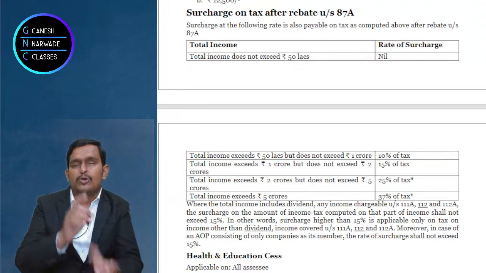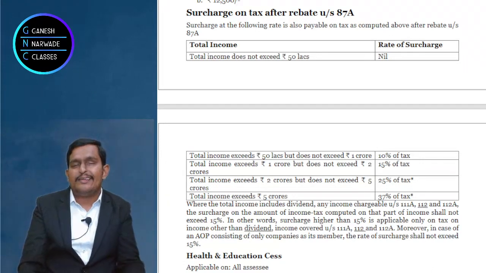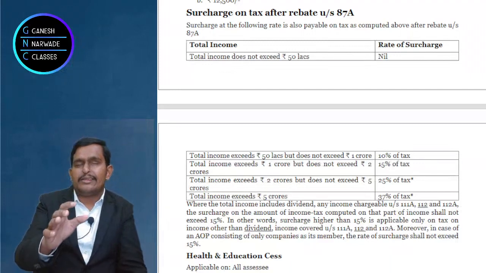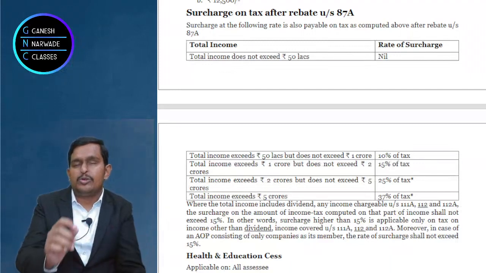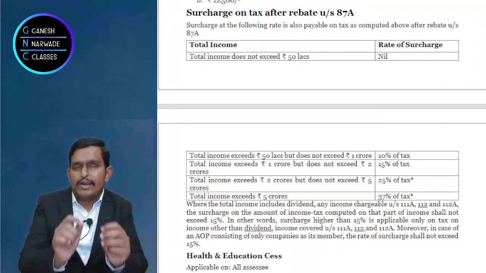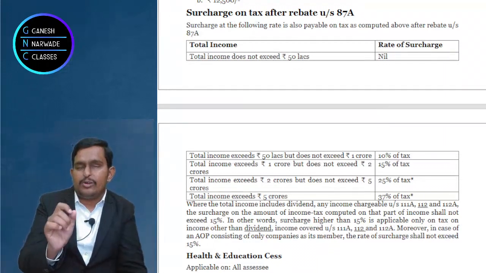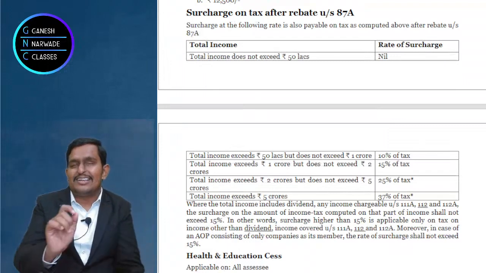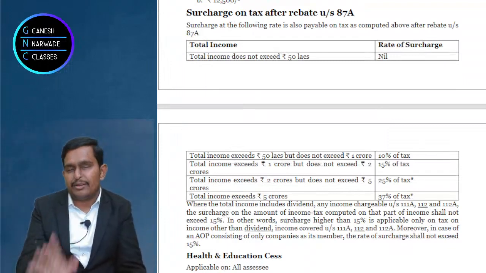So income up to 50 lakhs rupees, no surcharge. 50 lakhs 1 rupee to 1 crore, 10% surcharge. 1 crore 1 rupee to 2 crore, 15% surcharge. 2 crore 1 rupee to 5 crore, 25% surcharge. 5 crore 1 rupee or above, 37% surcharge will be there.